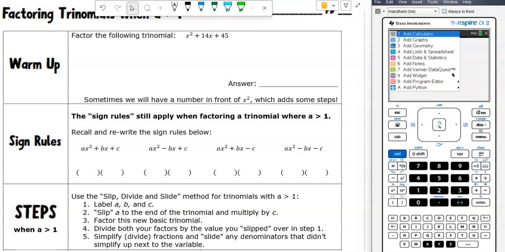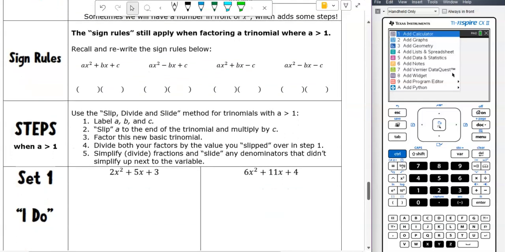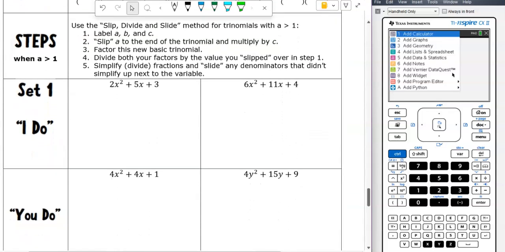Today's video will cover factoring trinomials when a is a number greater than 1. When we did these notes in class, we did a warm-up and we recalled all of the sign rules, but because we've been factoring for a few days already, I'm going to skip that for this video and we're going to jump right into examples.